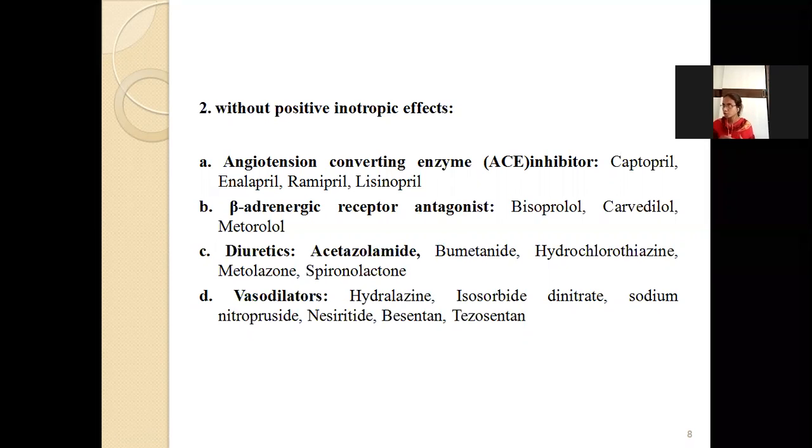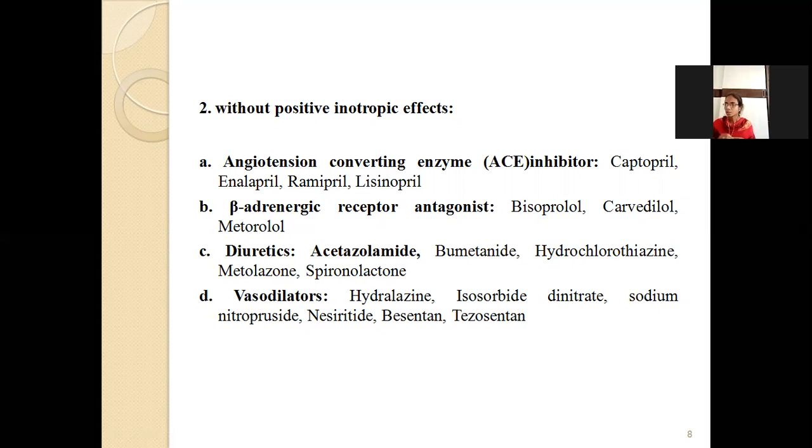The second one is beta adrenergic receptor antagonists. Examples are bisoprolol, carvedilol, and metoprolol. So these are the drugs which come under the beta adrenergic receptor antagonists.